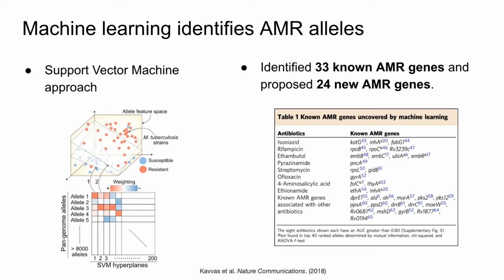We did this back in 2018. We used a support vector machine equipped with some regularization, bootstrapping, etc. But we showed that this approach was able to identify 33 known AMR genes and also propose 24 new AMR genes. And this greatly improved the identification of AMR genes over just common GWAS methods that are univariate tests.